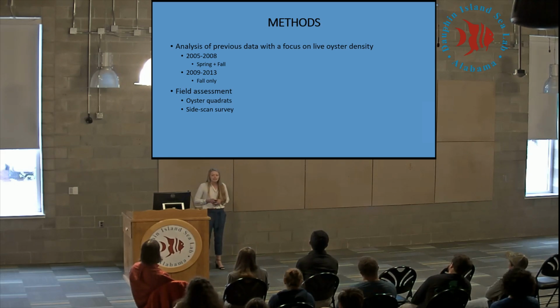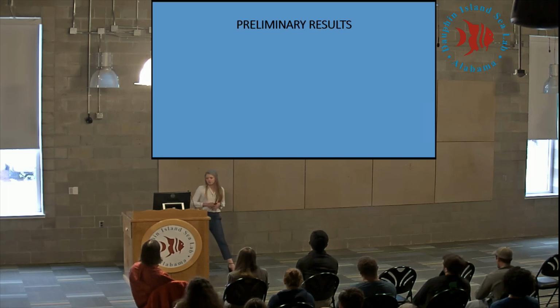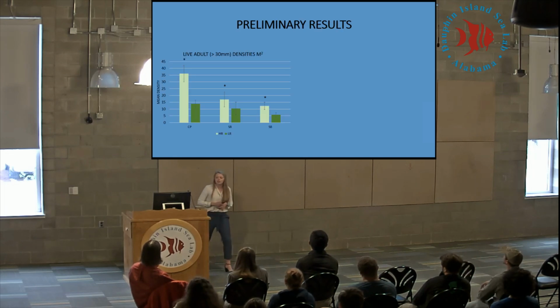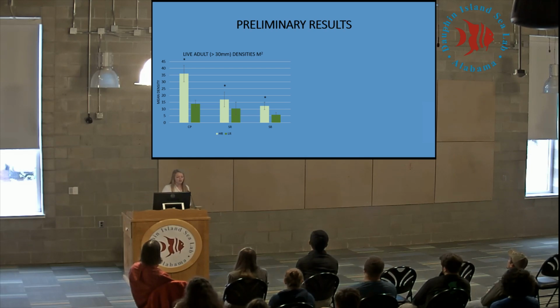So from 2005 to 2008, we had samples taken in both the spring and the fall. In 2009 to 2013, we had fall-only samples. And I plan on going out this summer to perform oyster quadrats once again, using those same sampling methods, and then also hopefully getting a side scan survey out there to just assess what's going on with these reefs. It's been 15 years, sediment moves and changes, so what do these reefs look like today?